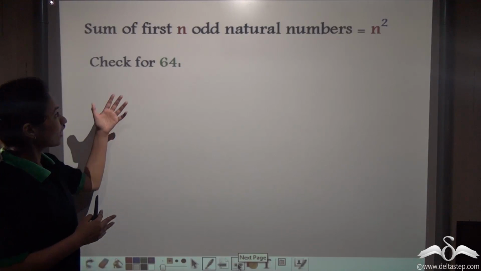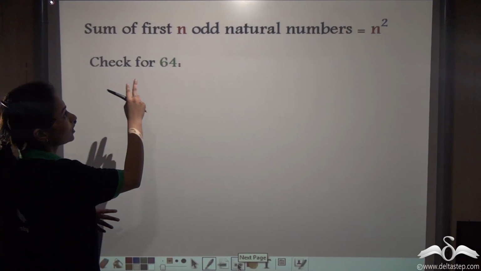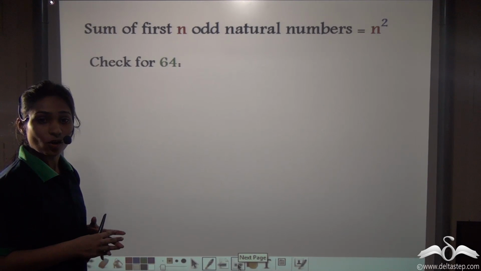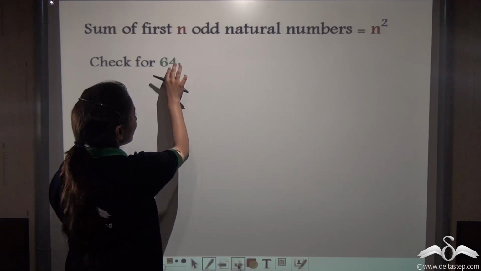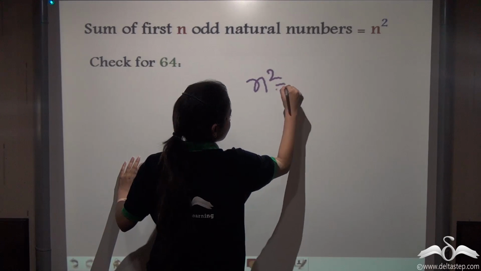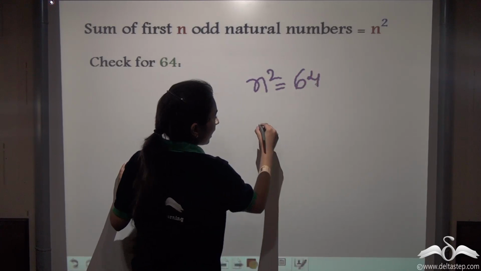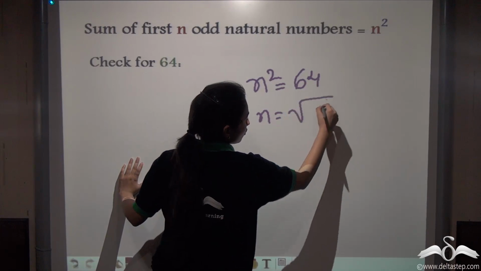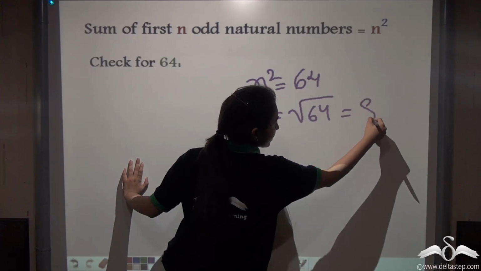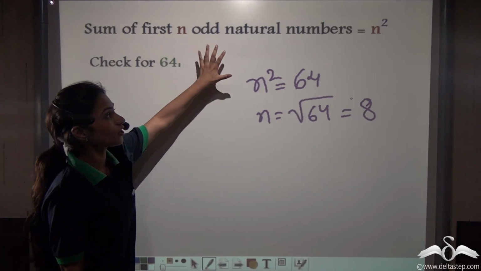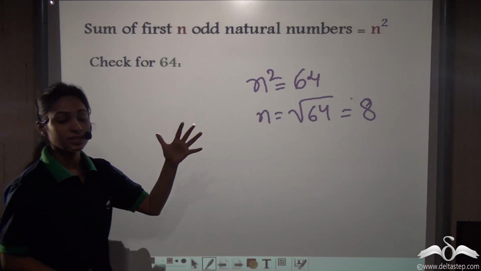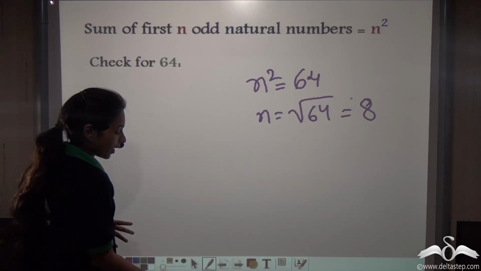Interesting. Check for 64 whether it is actually the sum of some odd numbers or not. We know that 64 is a perfect square. So if n square is 64, that means n is what? Root over 64, that is 8. So I can say that the sum of first 8 odd natural numbers should be 64. Well, is that right or not?